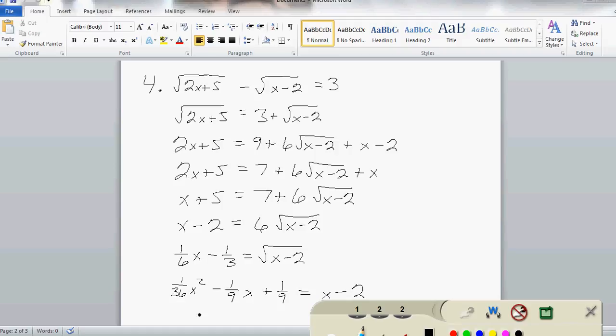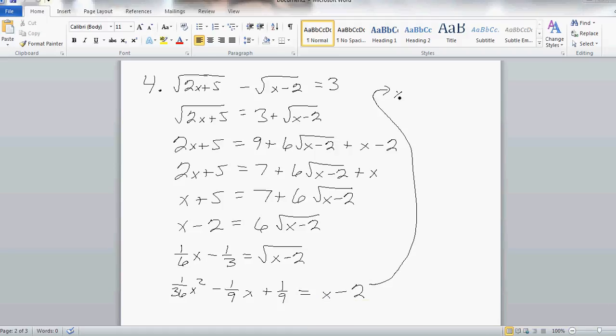Let's get rid of the fractions by multiplying through everything by 36. And so this becomes x squared minus 4x plus 4 equals 36x minus 72. And then solve from here. We have to get everything to one side and set it equal to 0. x squared minus 40x plus 4 equals negative 72. And then add 72 to both sides. x squared minus 40x plus 76 equals 0.